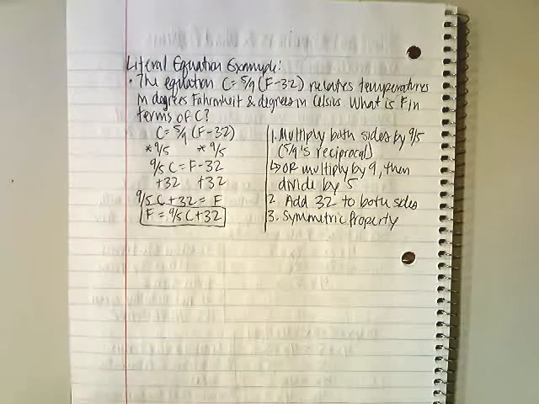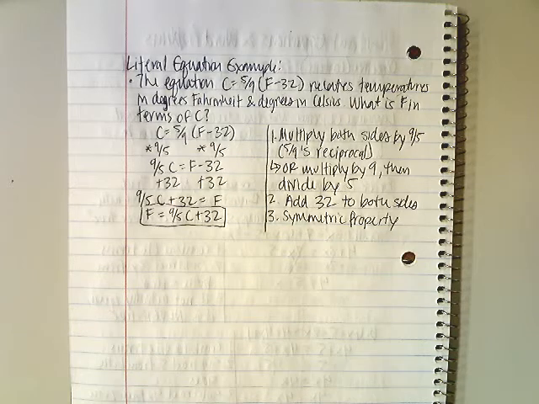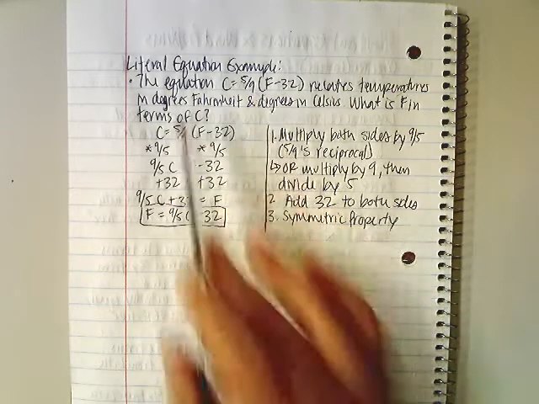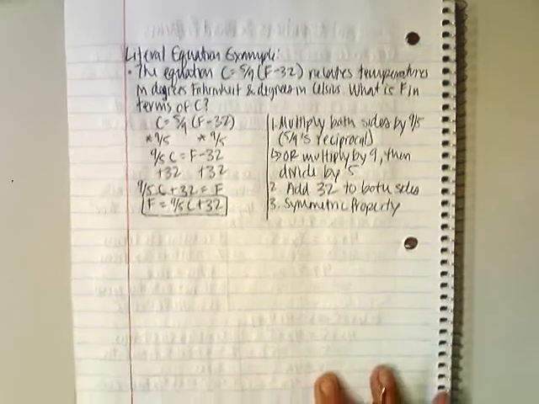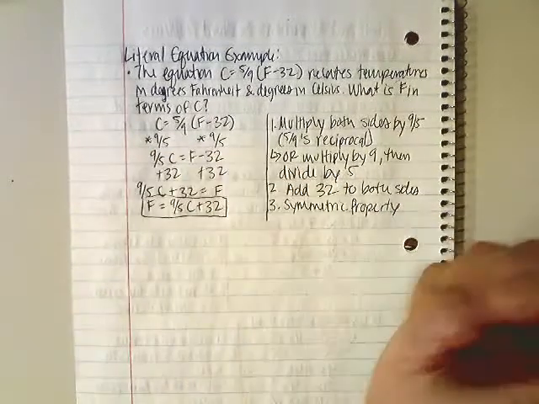Great, so that's our literal equation example. It's just rewriting from one variable in terms of another, so sort of switching sides or switching which variable is isolated. Now we're just going to do a quick word problem example.